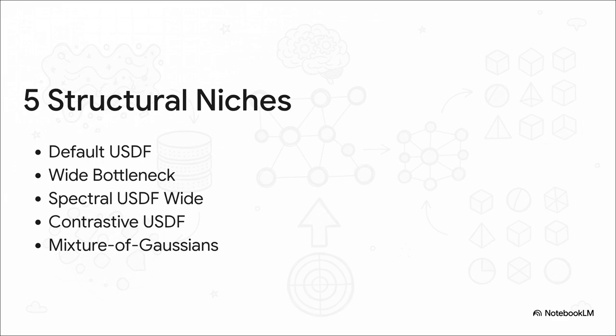The default USDF is fantastic for band amplitude ratios. A wide bottleneck beautifully handles envelope structure. A spectral objective nails spectral counts. Contrastive learning dominates for invariance-friendly classes. And that mixture of Gaussians prior, it handles categorically multimodal class identities. It's literally 5 distinct keys designed for 5 distinct types of locks.